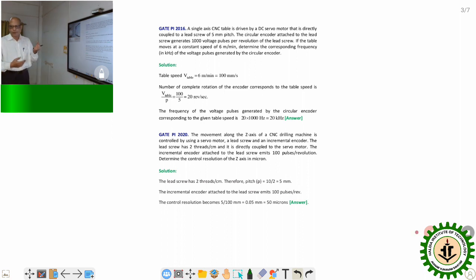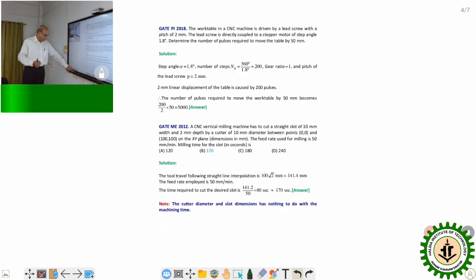So what will be the displacement for 1 pulse? That is 5 by 100. That is nothing but the resolution of the basic length unit. That is what exactly is supposed to be calculated. Now what is the control resolution? That becomes 5 by 100, that is 0.05 millimeter, that is 50 microns. Very simple problem.